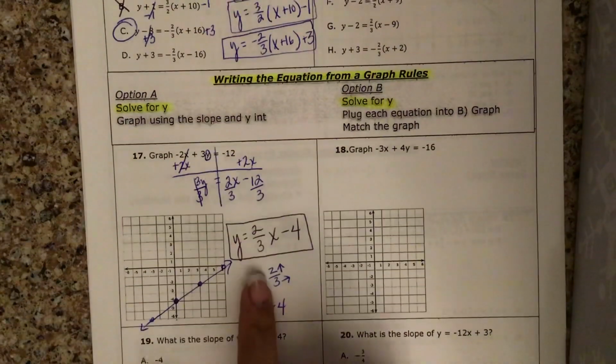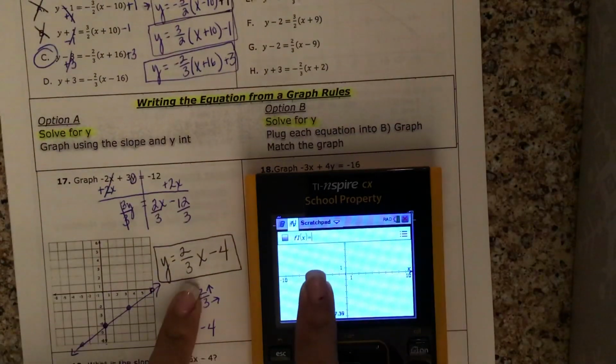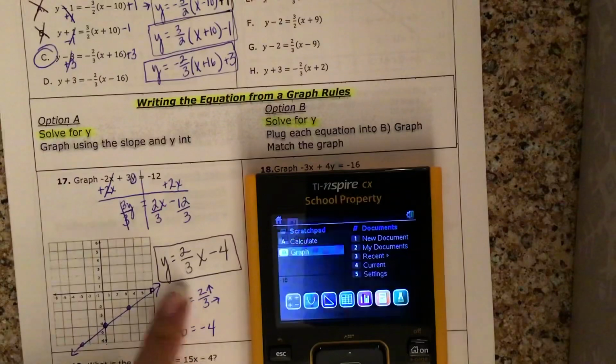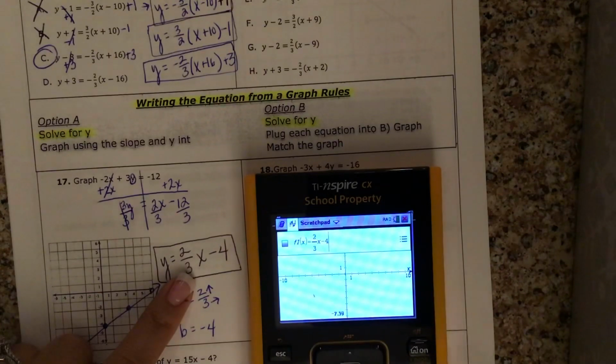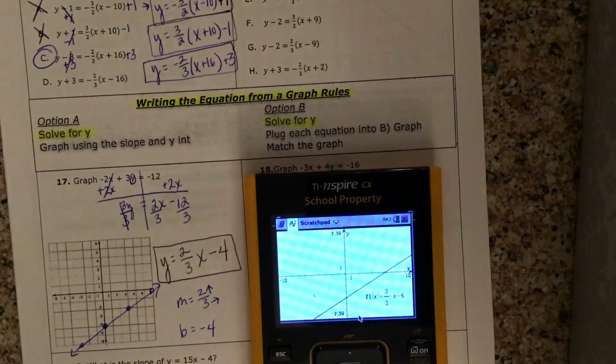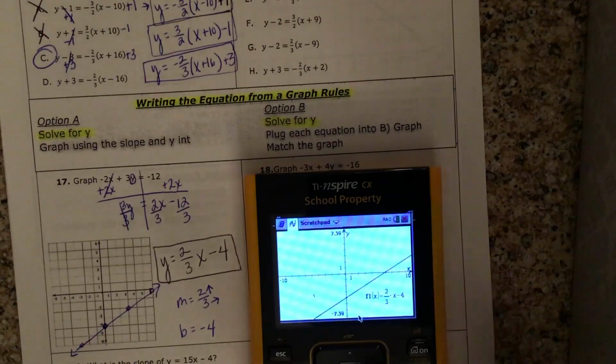Now I'm going to plug this in the calculator since y is by itself, and we're going to see what this one looks like. In the calculator, I go to my graph, and I'm going to type it in. Control, divide, because it's a fraction. 2 over 3, right click, the letter x, minus 4, enter. There's my graph. We don't need Control T, it's just a graph.